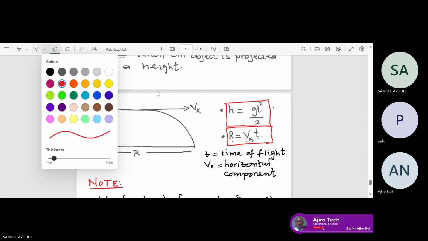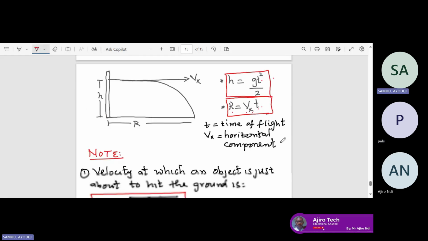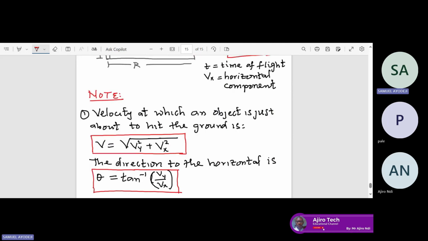Now this is also called time of flight. It's also called time of flight. Okay, I think I'm going to put something like projectile. I don't think it's here. It's not here. Okay, I put it.